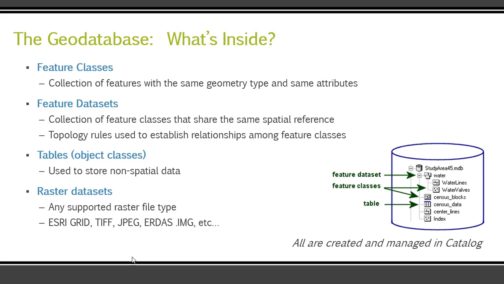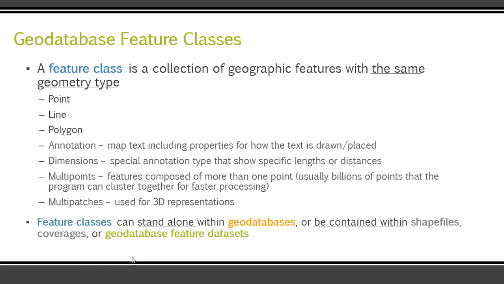You can also have standalone tables in a geodatabase, that type of non-spatial data. You can have raster data sets in the file geodatabase model. The list of raster file types that are supported is a laundry list. I don't have them all listed here, but chances are any raster format that you have is going to be able to be included in your file geodatabase. All right, so all of those things inside of a geodatabase we're going to talk about specifically.